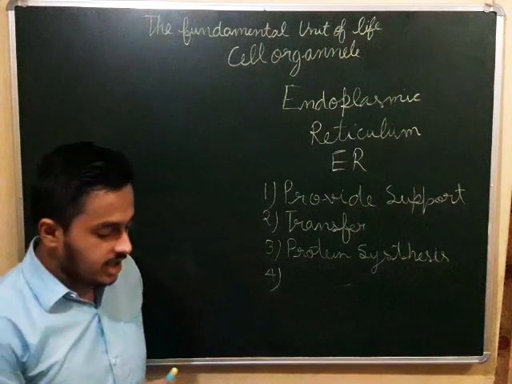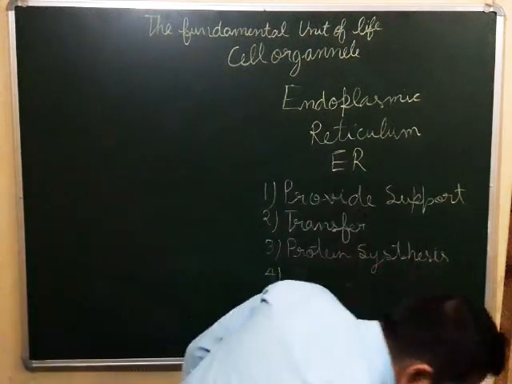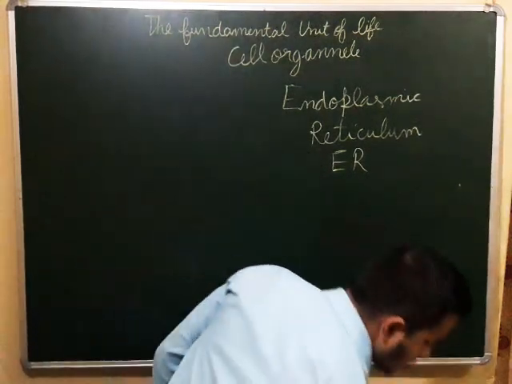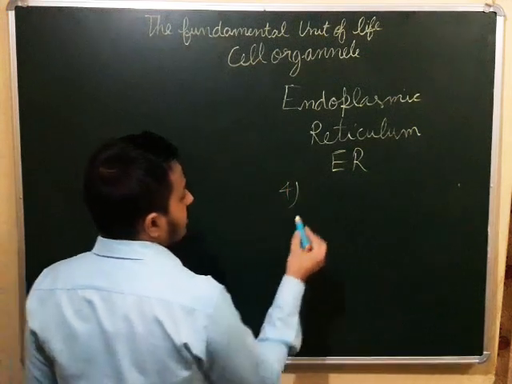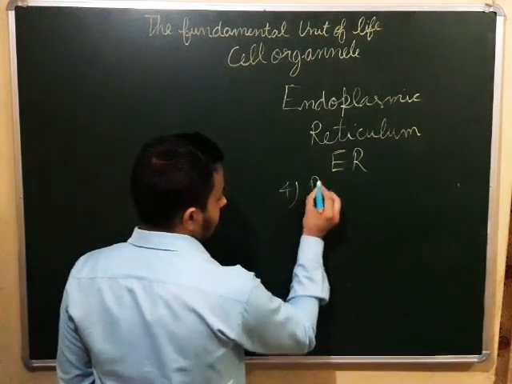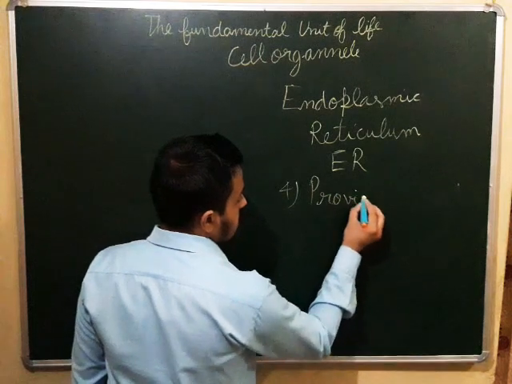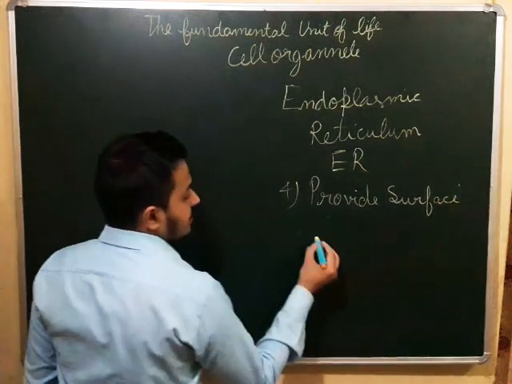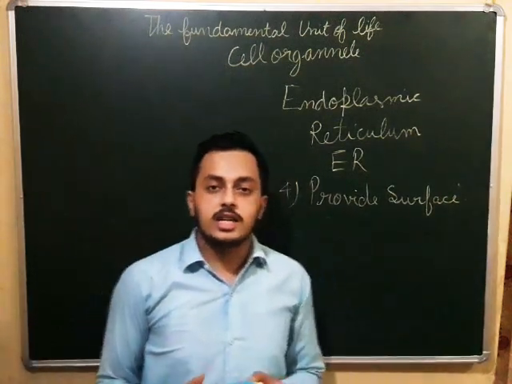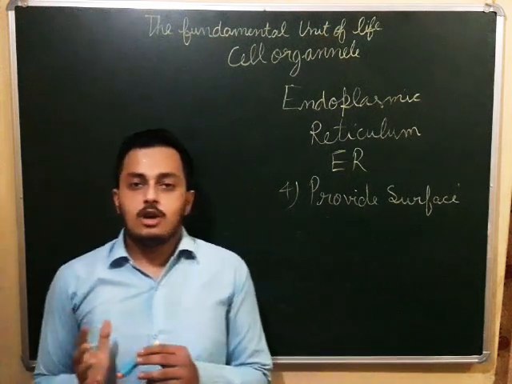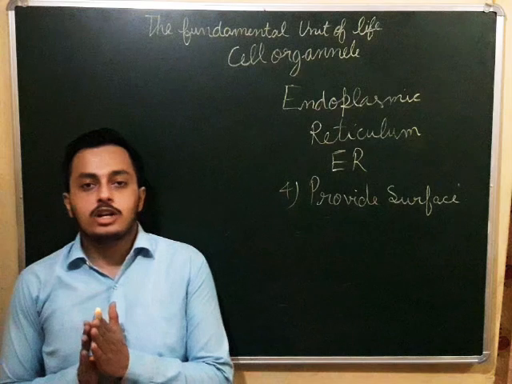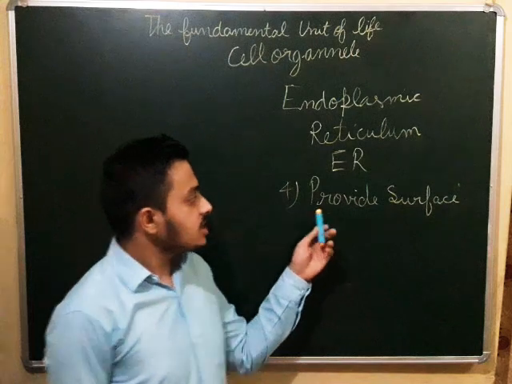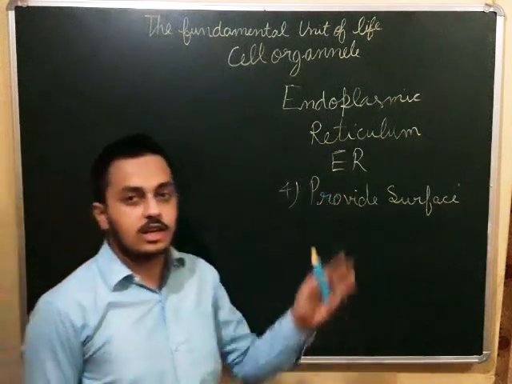The fourth use is that they provide a surface for the synthesis of other materials, like glycolipids and phospholipids. So these all are synthesized on the surface of the endoplasmic reticulum.